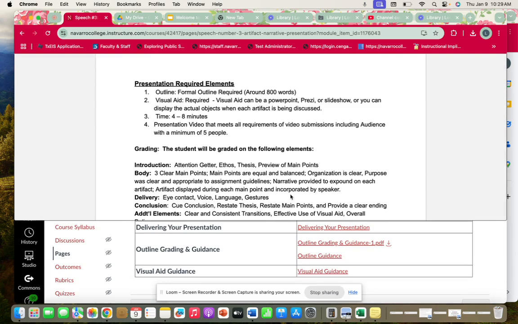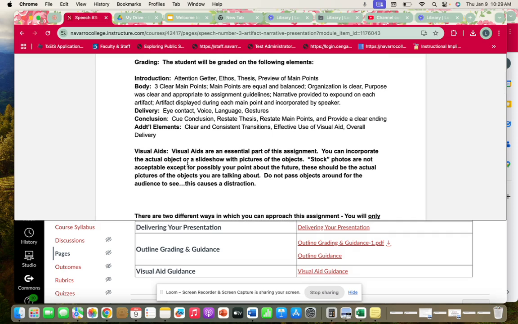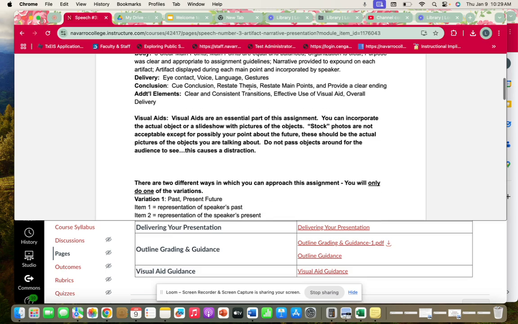In this assignment, you're required to have a formal outline, as always. The visual aids can be a PowerPoint, Prezi, or slideshow where you can actually show the artifacts discussed. And your time is 4 to 8 minutes. Again, the audience requirement is the same for all presentations. This tells you the organization. You'll have the same structure to your introduction and the same structure to your conclusion. And visual aids are essential in this.